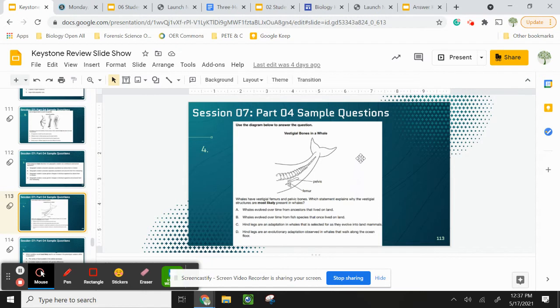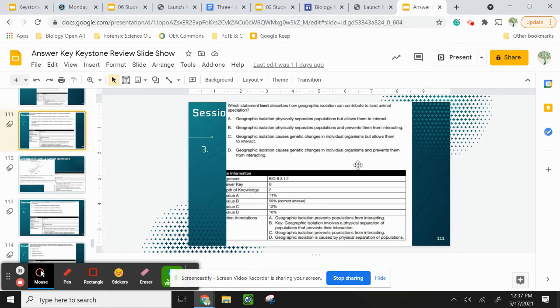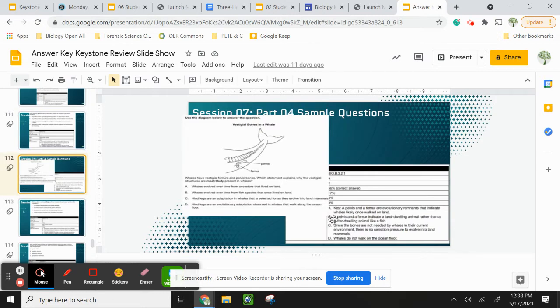Think about this one. Again, some crazy responses here. Make sure you're eliminating those first, and then we'll rule out the ones that make no sense and try to choose the best answer here. If you selected A, you are correct. A pelvis and femur are evolutionary remnants that indicate whales likely once walked on land.